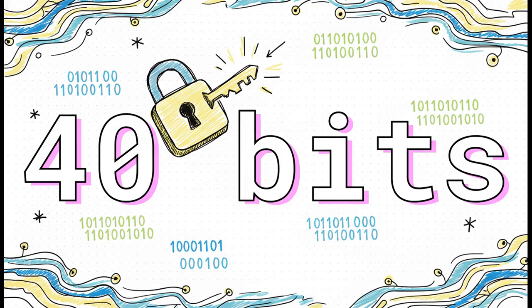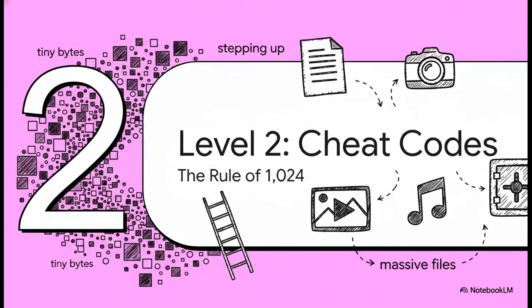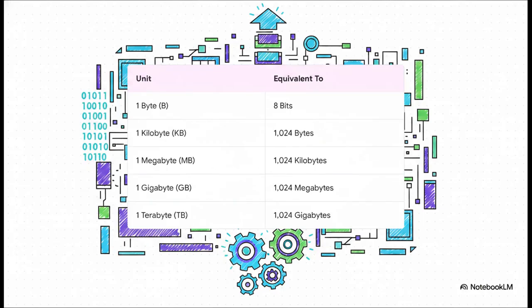Huge congratulations, by the way. You just completely conquered level 1 and cracked the very first layer of the code. Let's move on and see how this builds. Level 2, the cheat codes. Now, what's really interesting about this cheat sheet is that it reveals the ultimate secret code governing the entire digital universe, the rule of 1024.